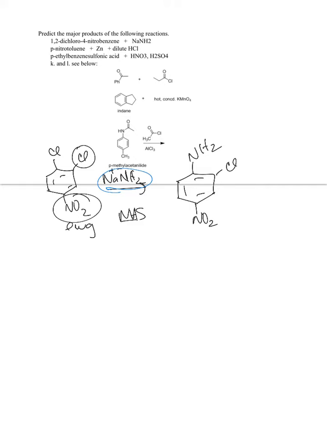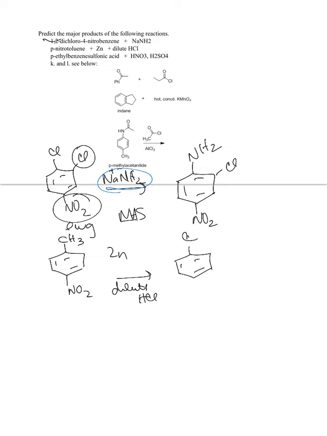Okay, the next one is para-nitrotoluene. So there's toluene, and this is para-nitro. And you're reacting with zinc and dilute HCl, so this is going to reduce the nitro group to a primary amine. So there is our product, and it is an aniline product.